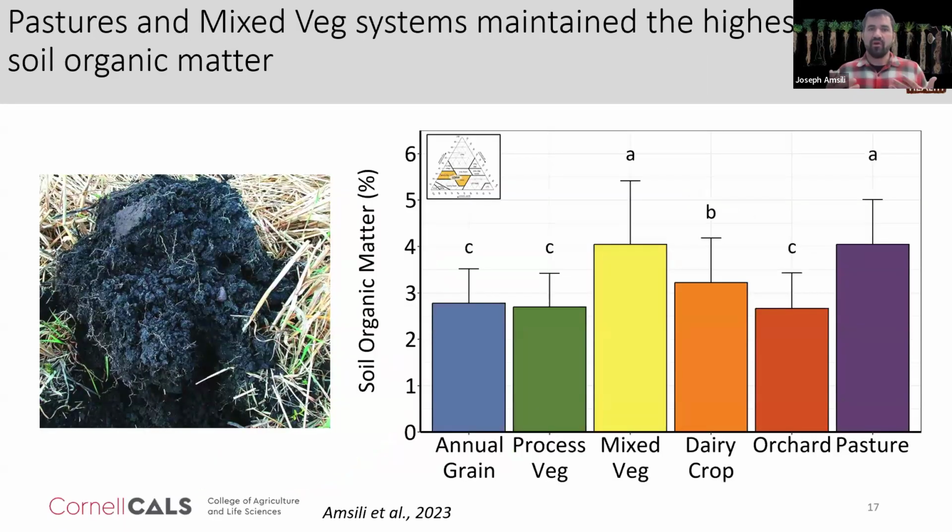And our results showed that pastures and mixed vegetable systems tend to maintain the highest levels of soil organic matter. One note with this is we're using that inherent context, so we're only comparing the cropping systems for loam textures here because we want to compare apples to apples. So pastures and mixed vegetables had the highest levels of soil organic matter. Dairy cropping was intermediate, with very intensive parts of the rotation with corn silage, where more than 90% of the biomass is removed from the field, but also has perennial forages and lots of manure inputs. And then our most intensively used systems, annual grain and processing vegetable, on average tended to have the lowest soil organic matter levels.